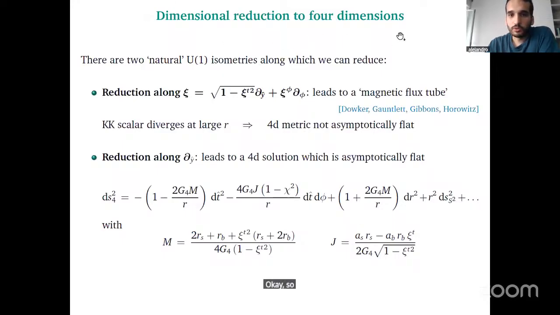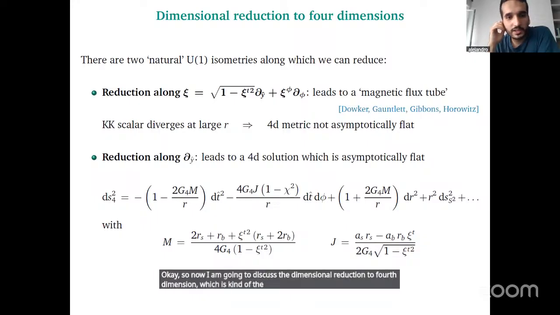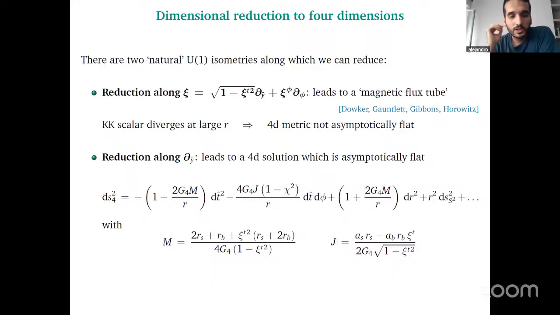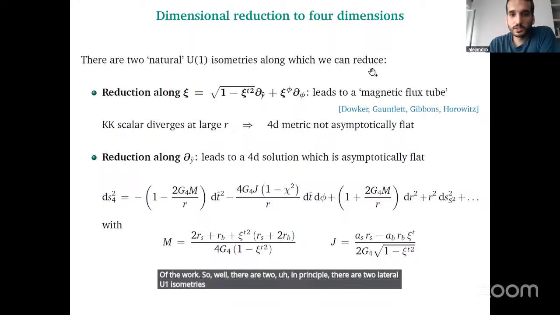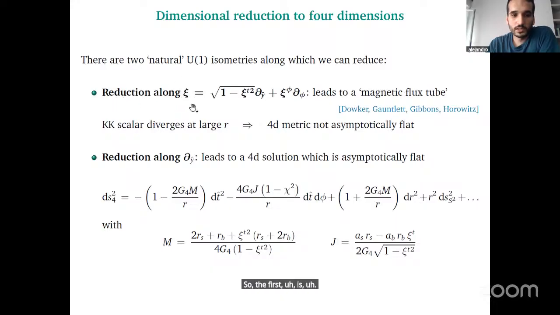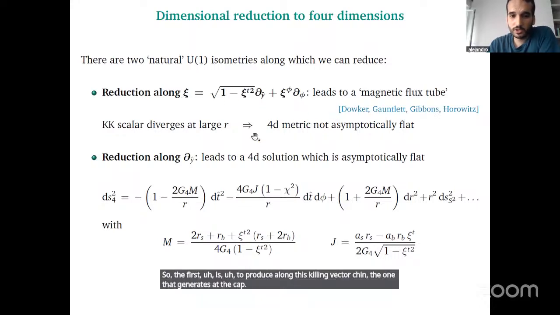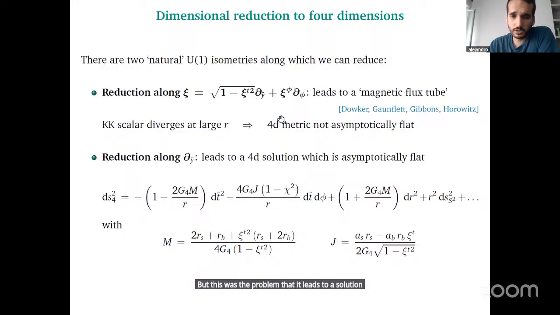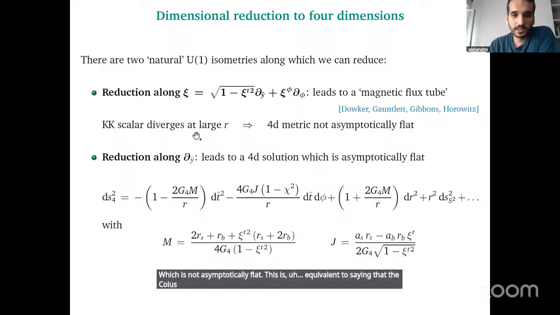Okay, so now I am going to discuss the dimensional reduction to 4 dimensions, which is the controversial part of the work. In principle, there are two natural U(1) isometries along which you can reduce. The first is to reduce along this Killing vector, the one that degenerates at the cap. But this has the problem that it leads to a solution which is not asymptotically flat. This is actually equivalent to saying that the Kaluza-Klein scalar diverges at large R.